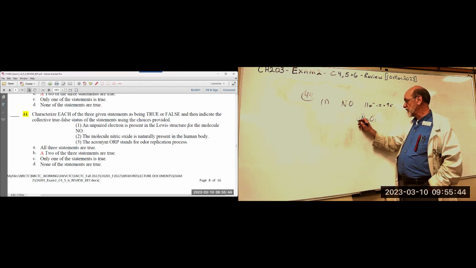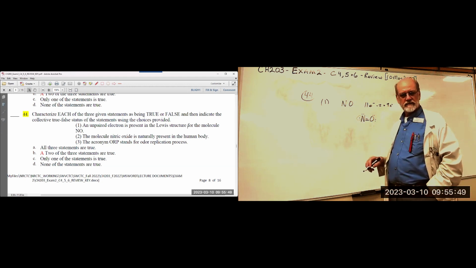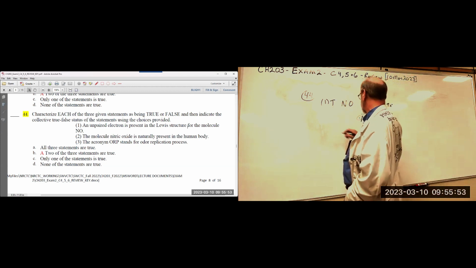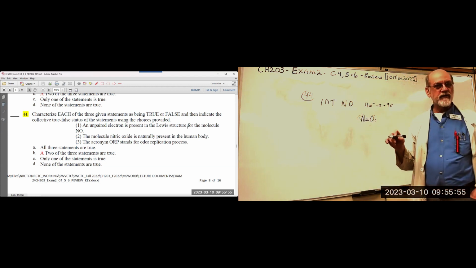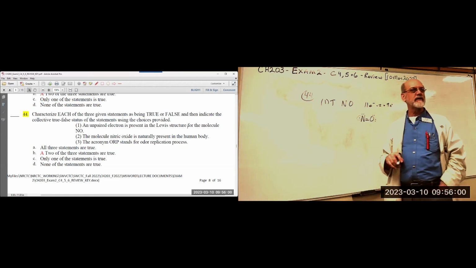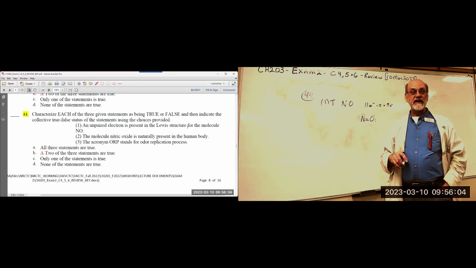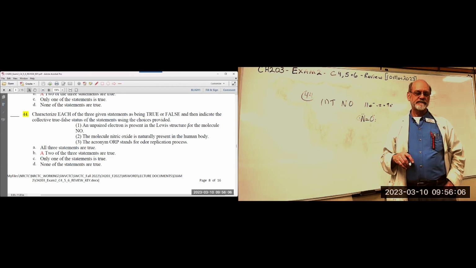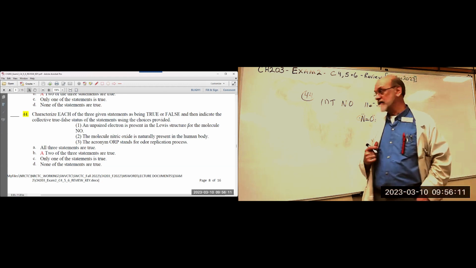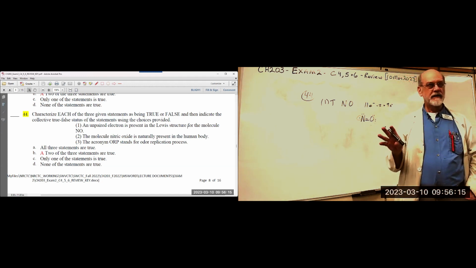But there it is. That's an unpaired electron. And what's this called? That's called a free radical. Unpaired electrons in a compound, in an ion, in a molecule of any kind means that it's a free radical, which means it's very reactive. So nitrogen monoxide is extremely reactive.